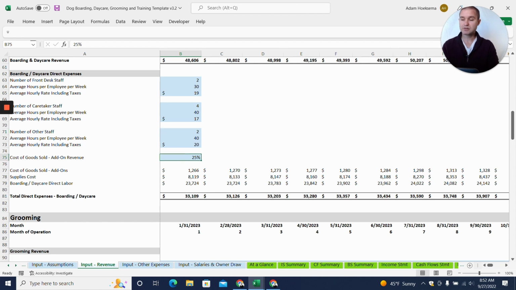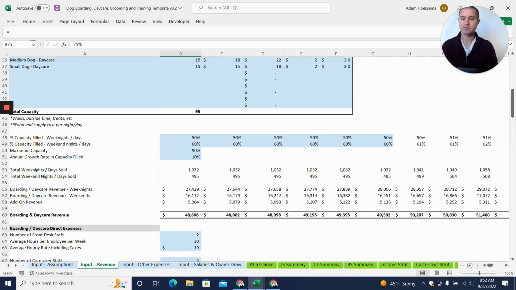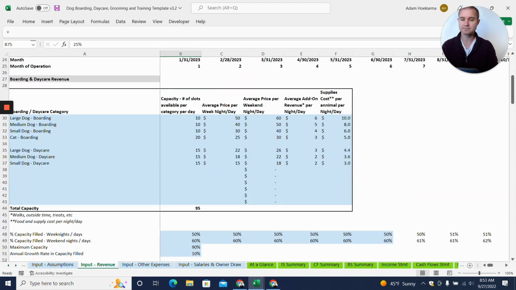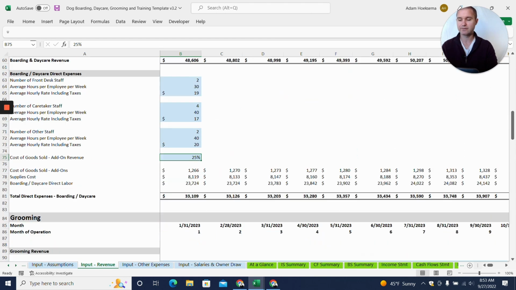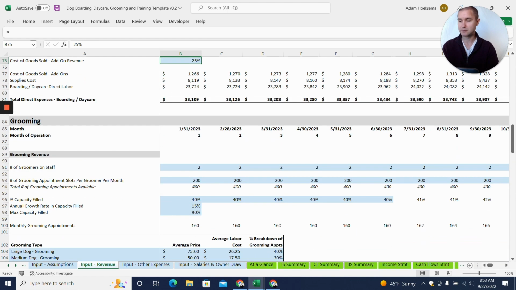And now this cost of goods sold for add-on revenue. So what this is saying here is that for your add-on revenue, we are assuming a 25% cost of goods sold, meaning if you sell something, a special water for $1, it costs you 25 cents for that water, meaning your cost of goods sold for the add-on revenue is 25%. So that's what you want to enter there.